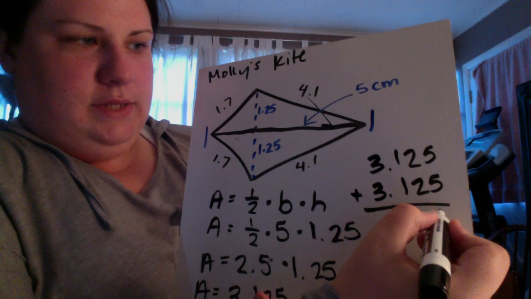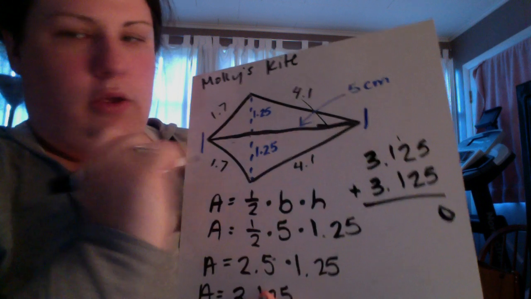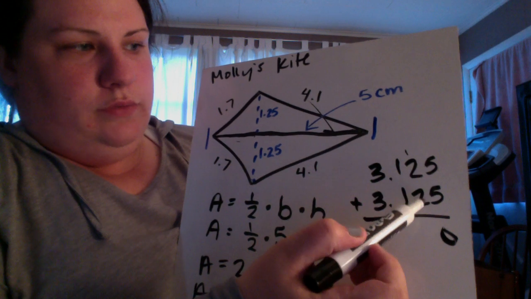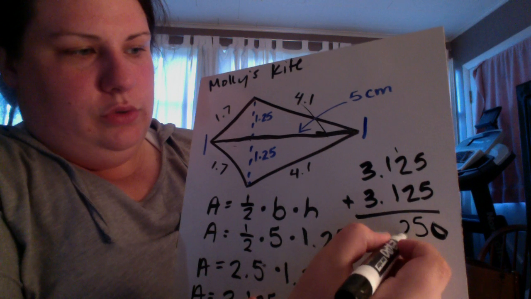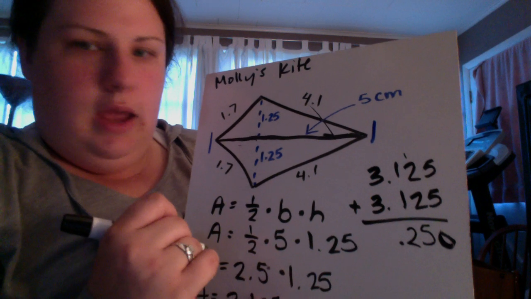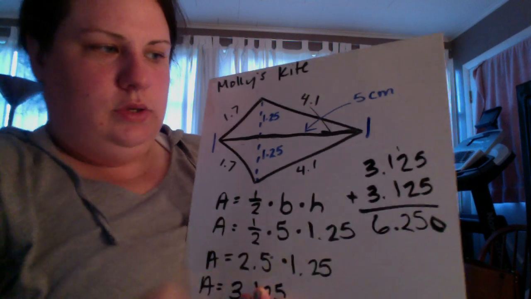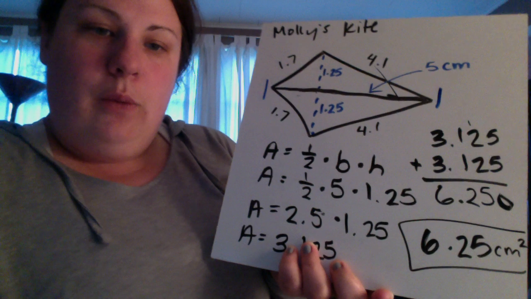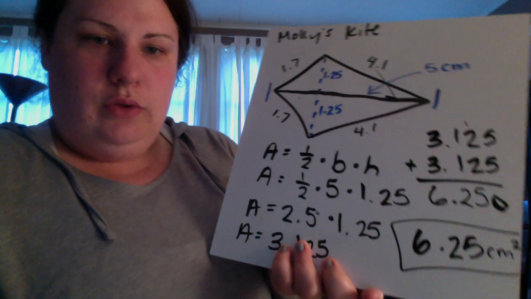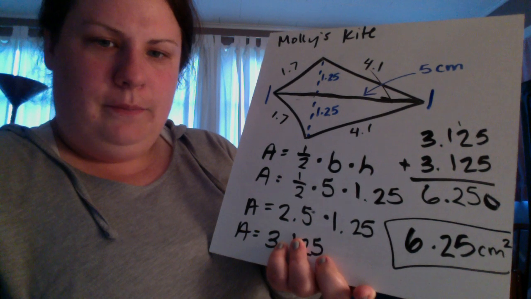5 plus 5 is 10. Put down your 0, carry your 1. 2 plus 2 is 4, plus that 1 gives you 5. 1 plus 1 is 2. Don't forget your decimal point. And 3 plus 3 is 6. So the area of our kite should be 6.25, and we don't need that 0 on the end, centimeters squared. That should be what we get, and we're going to go ahead and do James's triangles next and see if we get the same thing.